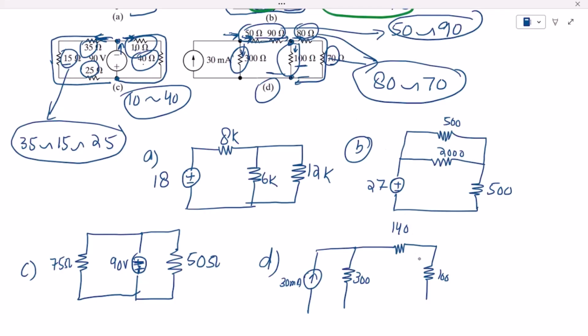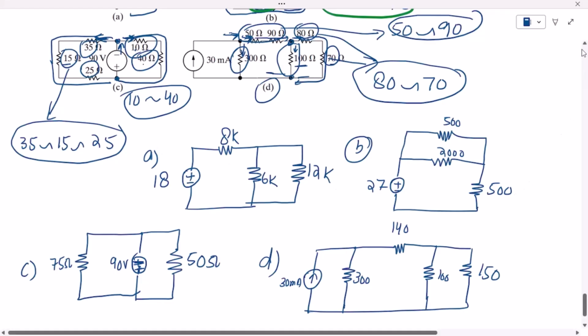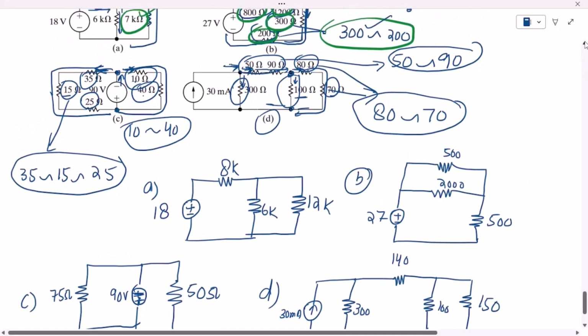And also the other two resistors here, 80 and 70, these two are also in series. So 80 plus 70 is 150. So this is basically the equivalent circuit which we wanted to find out. That is basically the solution of question 3.3 part B.